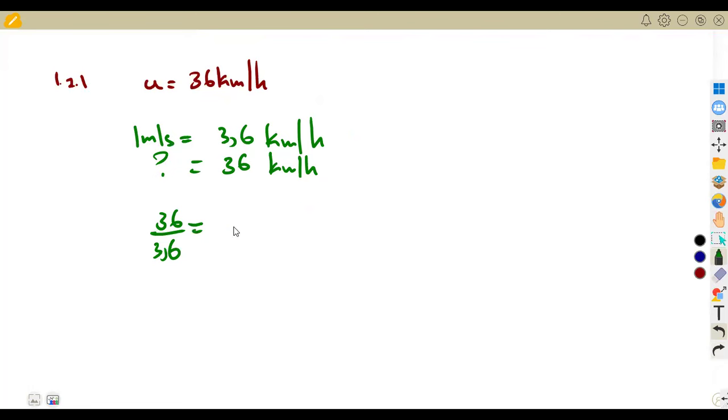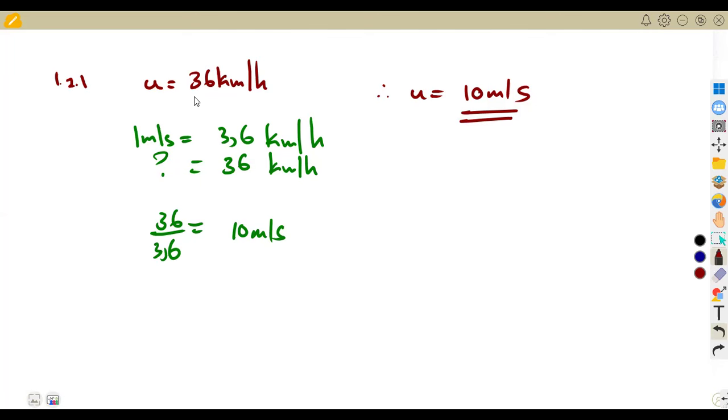36 over 3.6 is going to give you 10. So that's 10 meters per second, because you're going to multiply this to 1 meter per second. All right, so that's on 1.21, our U is going to be equal to 10 meters per second. It's just a straightforward conversion. 1 meter per second is equal to 3.6 kilometers per hour. What about 36 kilometers per hour?